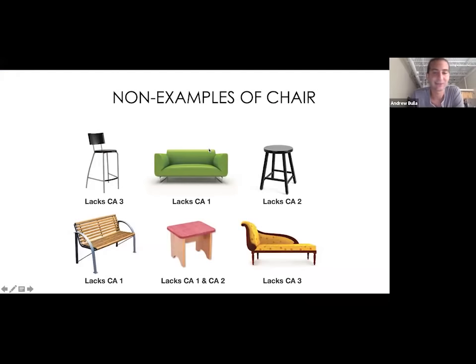So if we see here, this lacks critical feature 3, so the legs are not supported at a 90-degree angle. This couch lacks critical feature 1, it seats more than one person. This stool lacks critical feature 2, it doesn't have a back. This bench sits more than one person. This stool doesn't have a back. This chaise lounge? Legs are not supported at a 90-degree angle, so that's a non-example.